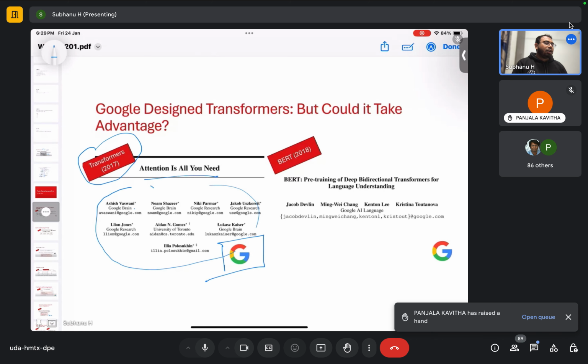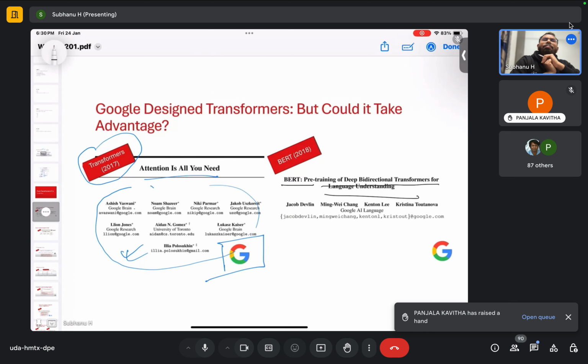The funny fact is that of the 8 people who wrote this paper, no one is currently working with Google. They all left Google and started their own startups. Now in 2018 another paper came, called BERT: Pre-training of Deep Bidirectional Transformers for Language Understanding.